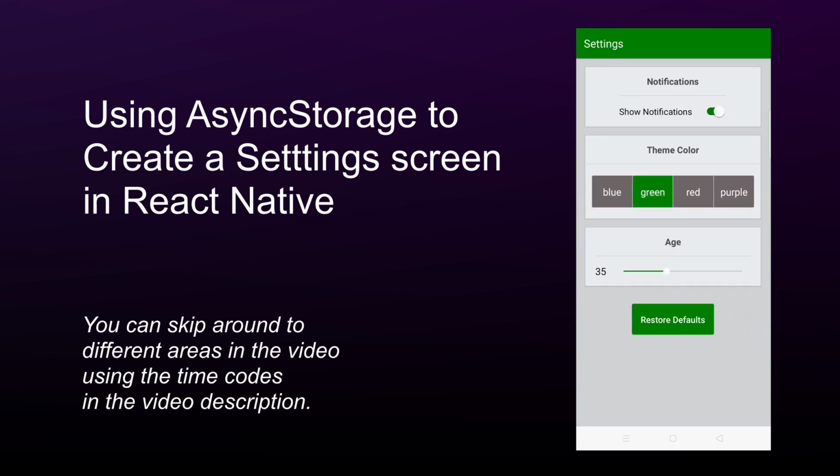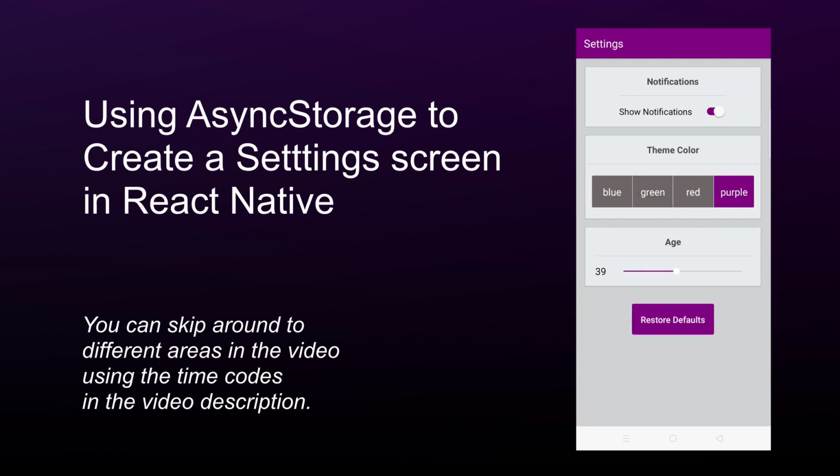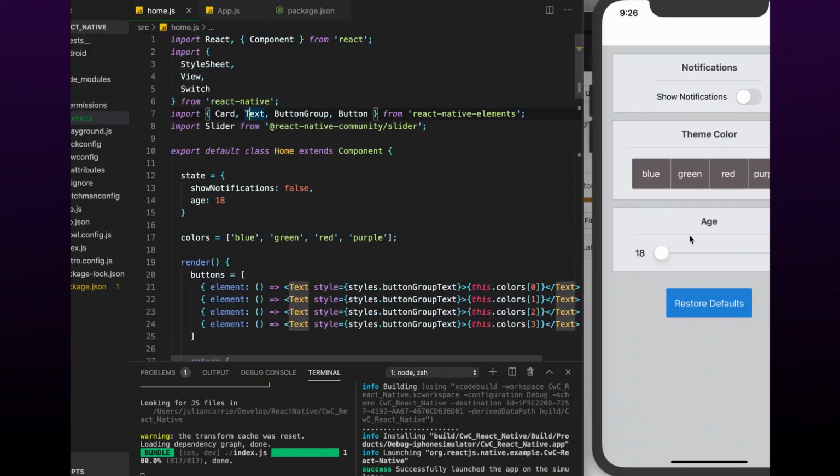Async storage is a way for you to store data offline in your app. So when you restart your app, the data is still available to you. If you know Android development, it's similar to shared preferences in Android. So let's look at what we have here.